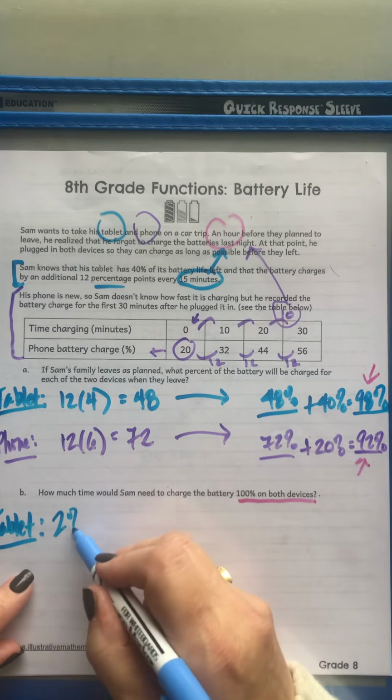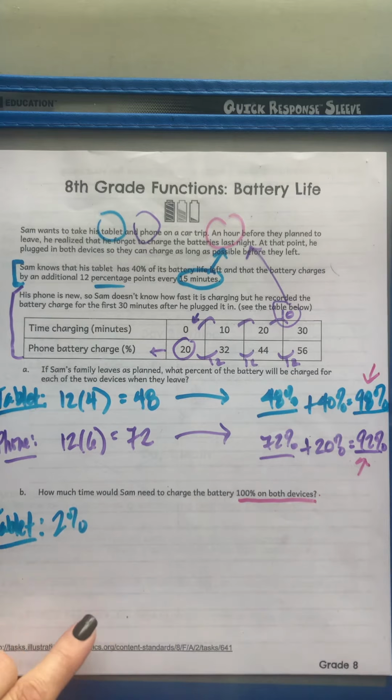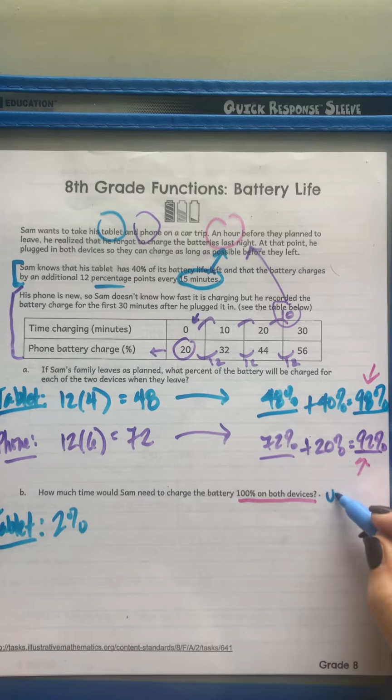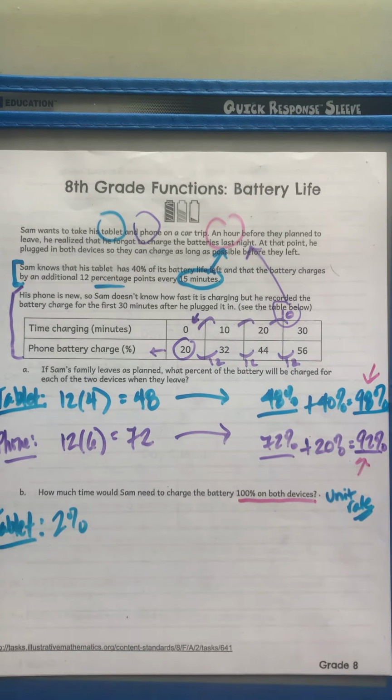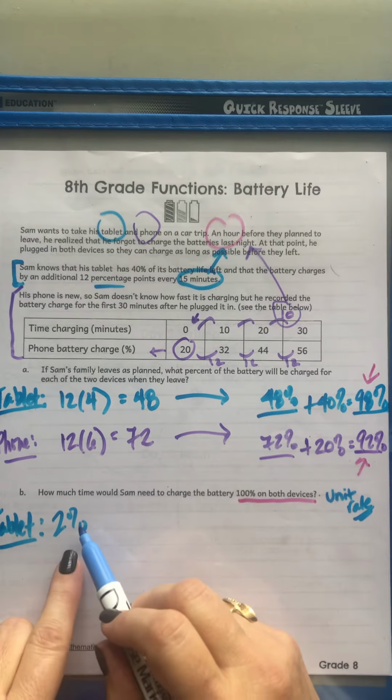It needs 2% more, right? So what we're going to do is figure out what the unit rate is. If we can find the unit rate here, that's going to help us find out what we need to do, okay? I'm getting my calculator ready at the same time. So I'm going to find this 2%.